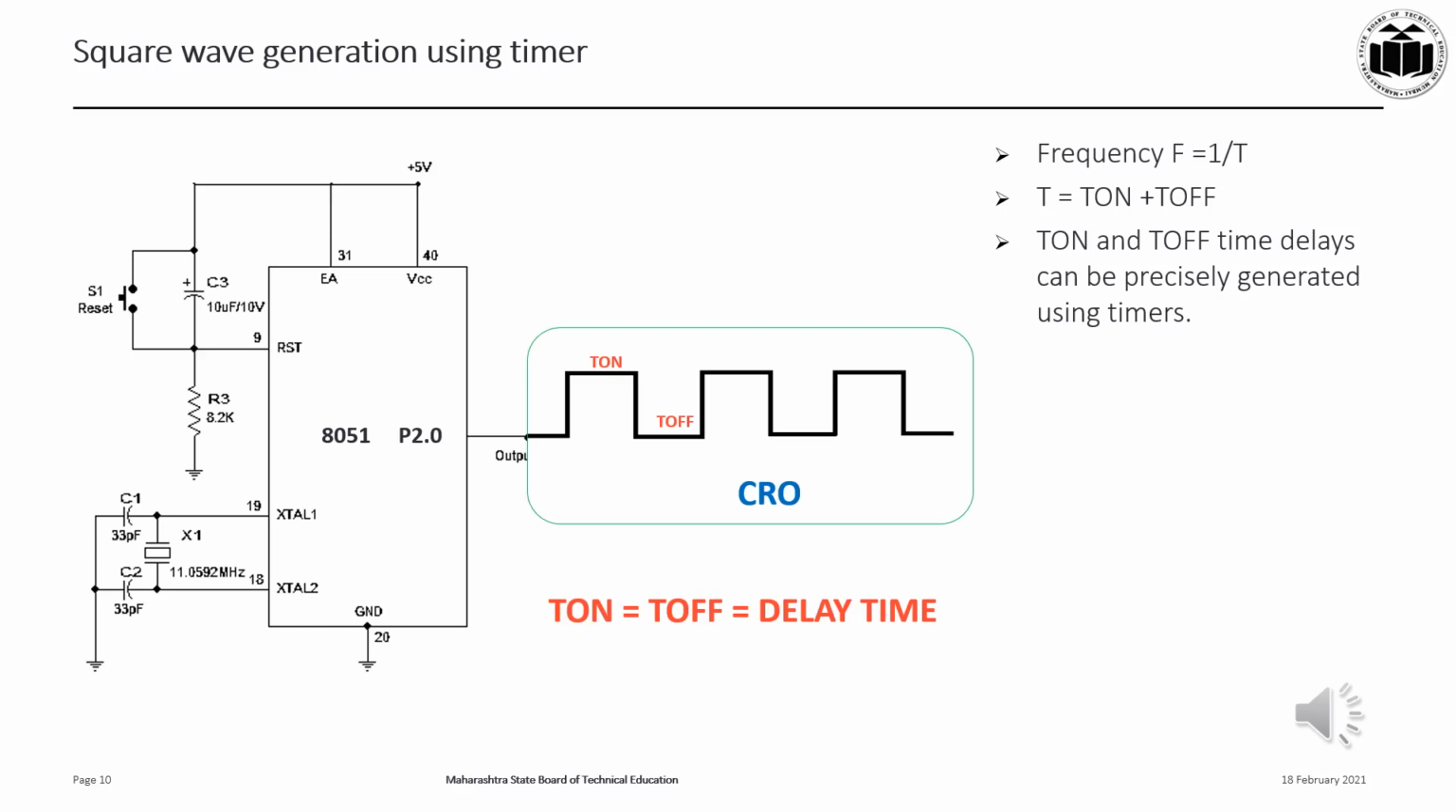You have learned that a square wave can be generated on a specific port pin by toggling that port pin. If a square wave is to be generated on port pin P2.0, then the port pin P2.0 should be toggled between logic 0 to logic 1 and again to logic 0 with a delay in between. The delay decides the on time and off time of such a square wave. The T on time is the time for which the pin is high, and T off time is the time for which the pin is low. These T on and T off delays can be precisely generated using timers.